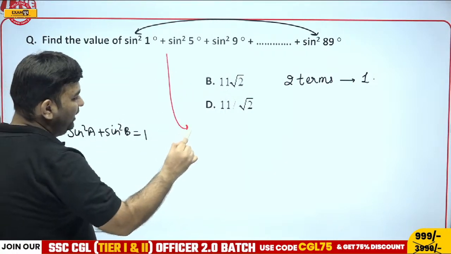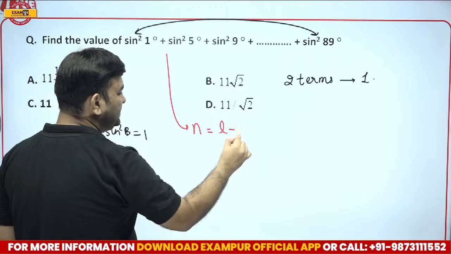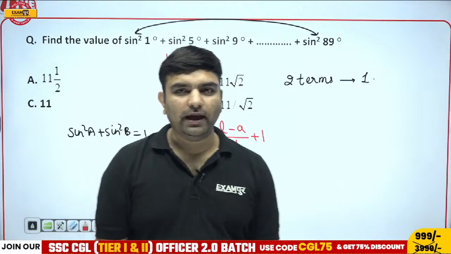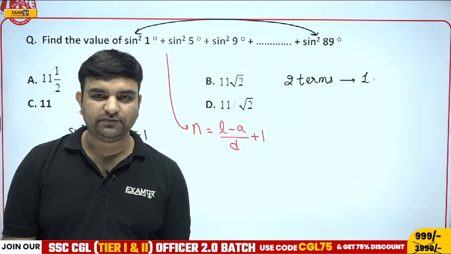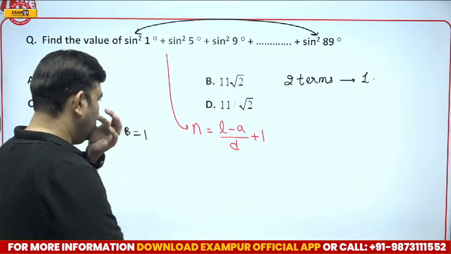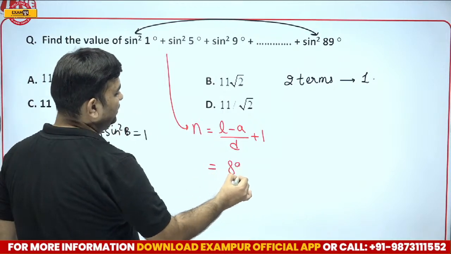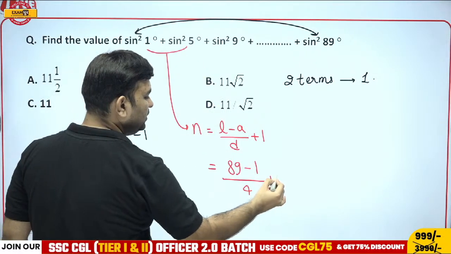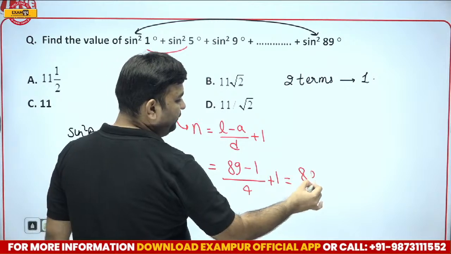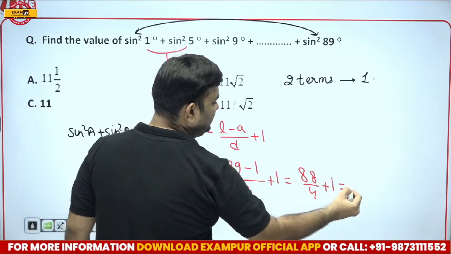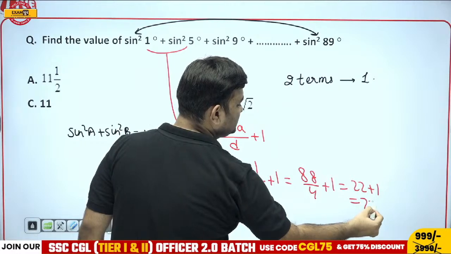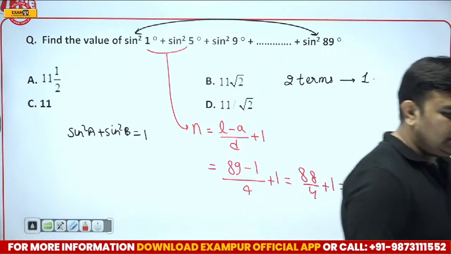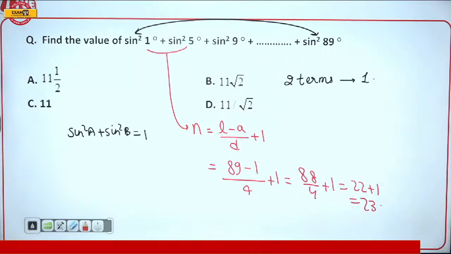The formula for calculating the number of terms is last minus first over common difference plus 1. What is the last term? 89. What is the first term? 1. What is the common difference? 4. So 88 by 4 plus 1. 22 plus 1, 23 are the number of terms.